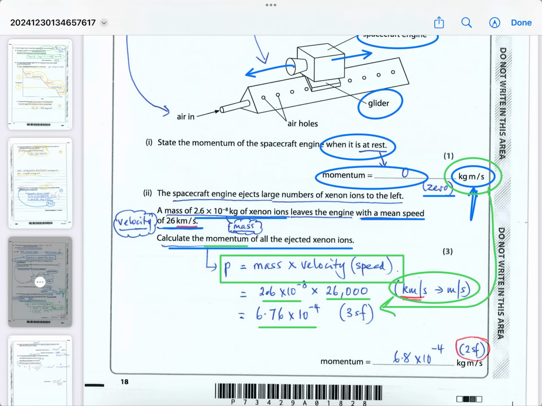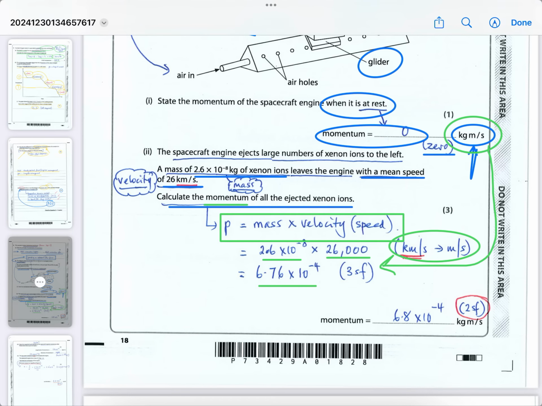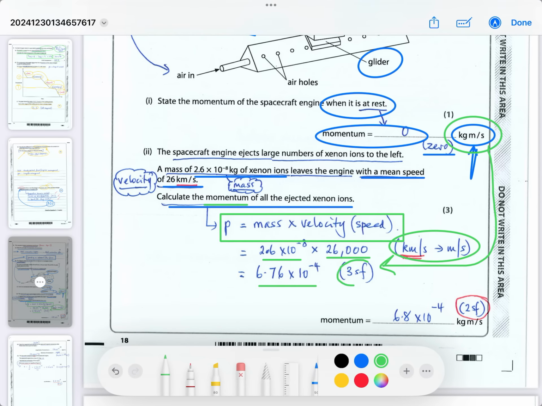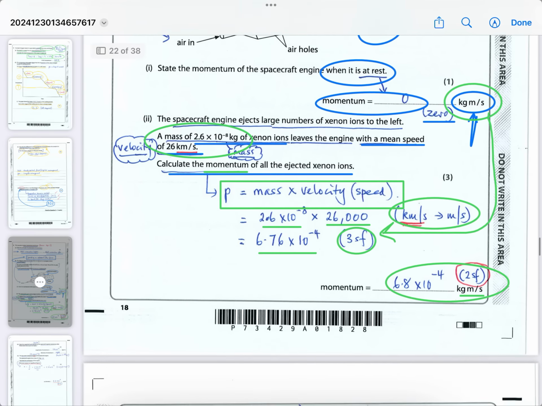Now, the reason I haven't put it there is I'm just showing you that I've given my answer to 3 significant figures here, and then I've rounded it to 2 significant figures in the final answer, because the data provided in the question is all to 2 significant figures. And here they put the units for you, so you don't need to remember the units. So that's the first page of this question.